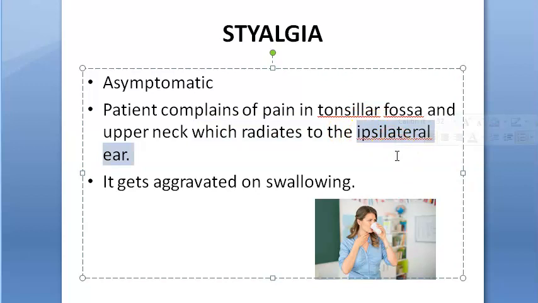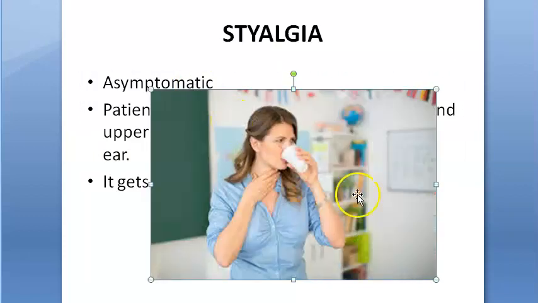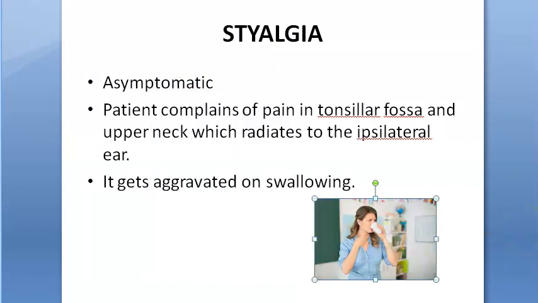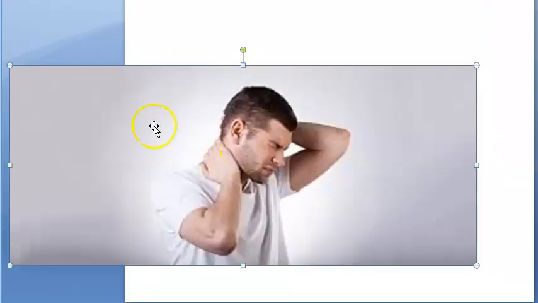So they'll complain of pain in the upper neck, the tonsillar fossa, and the ear. And when they swallow, they'll have pain. This is the main thing you have to mention. When they swallow, they will have pain. Otherwise, where is the pain? Guys, the tonsillar fossa, the upper neck, and the ear.